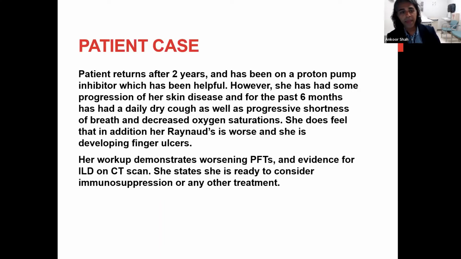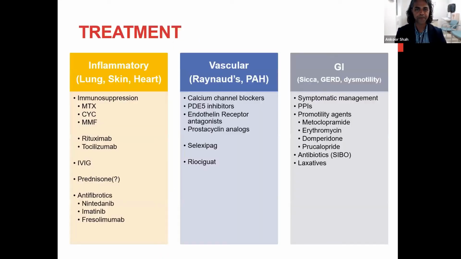You do some workup at that time. Her workup demonstrates worsening PFTs and evidence for interstitial lung disease on CT scan. She states at this point, given how she feels, she is ready to consider immunosuppression or any other treatment. So that brings us to, how do we treat this disease?